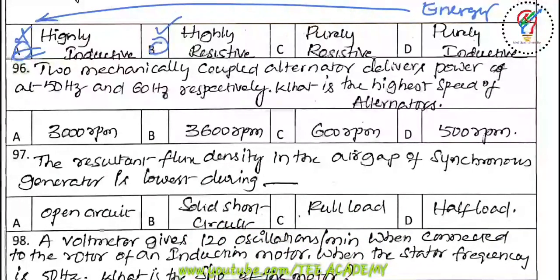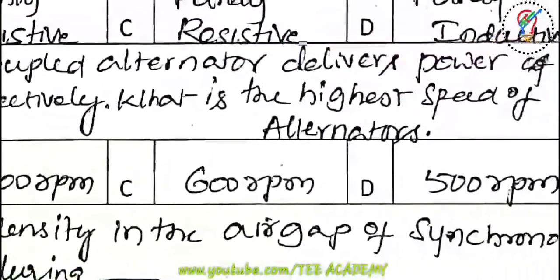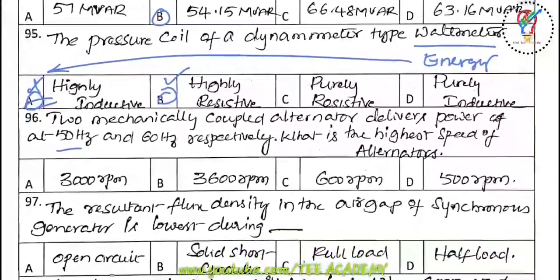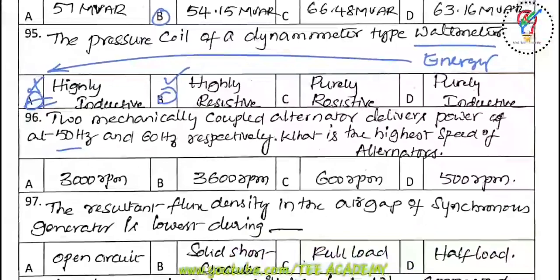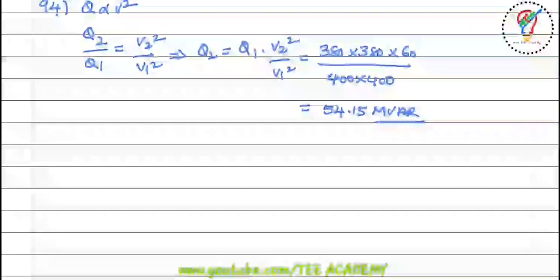Two mechanically coupled alternators deliver power at 50 Hz and 60 Hz respectively. What is the highest speed of the alternators? I will repeat the question here. Two mechanically coupled alternators deliver power at 50 Hz and 60 Hz. When they are coupled, what will be the highest speed here? Let me take the question here. The question number here is 96.